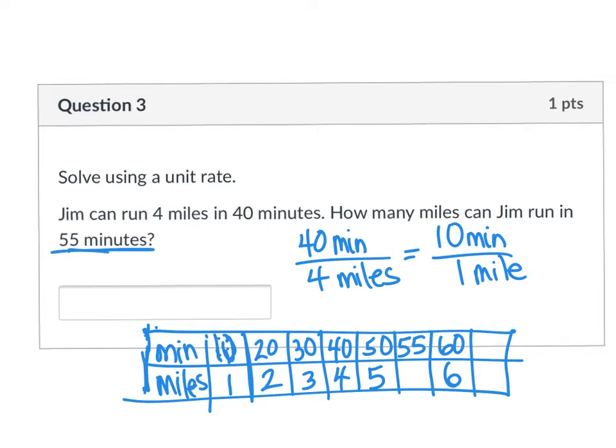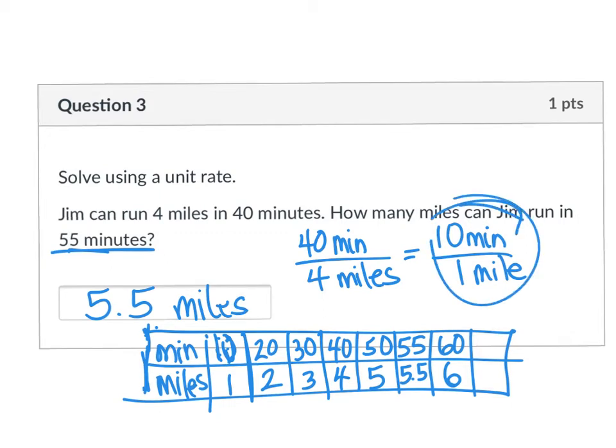So what is halfway between 5 and 6? Well, that would be 5.5 miles. He'd be able to run 5.5 miles. We know that for every 10 minutes, it's 1 mile. And so he runs 55 minutes. So we have 10, 20, 30, 40, 50 would be 5 miles. And then another 5 minutes, so another half a mile.